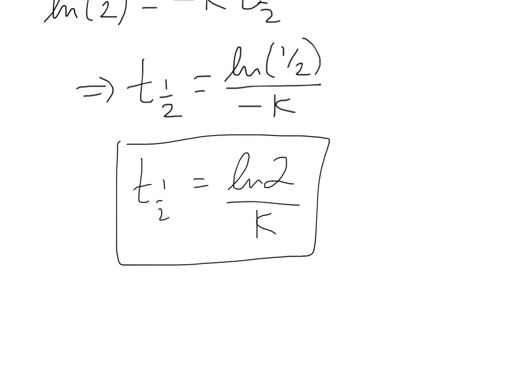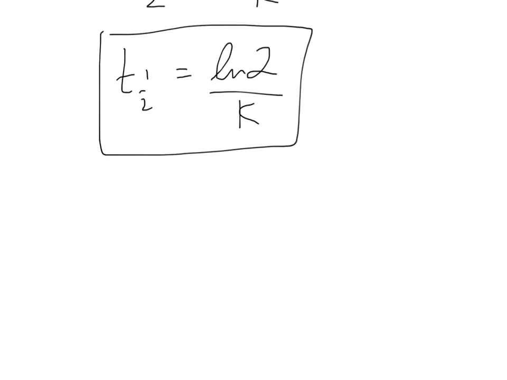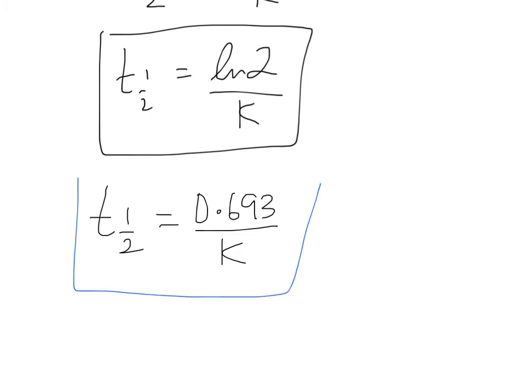A lot of people like to go one step further, and if we substitute in for the natural logarithm of 2, to 3 significant figures, it's 0.693, and so we're dividing that by k. And that's one of those numbers that comes up over and over in science. So whenever you see 0.693, you should think someone at some place took the natural logarithm of 2.